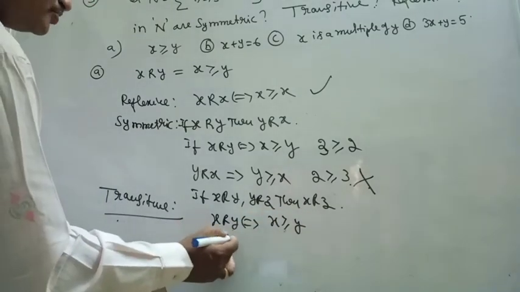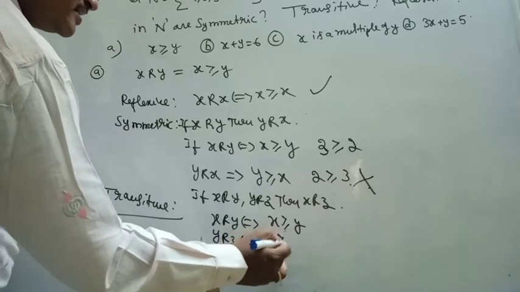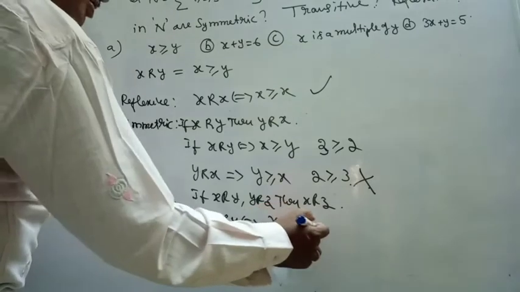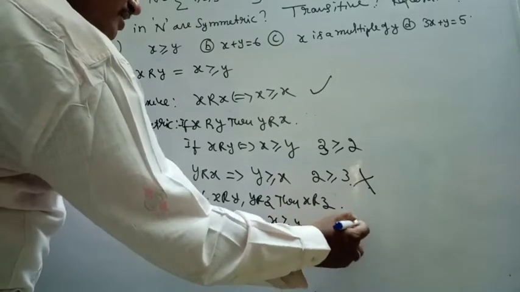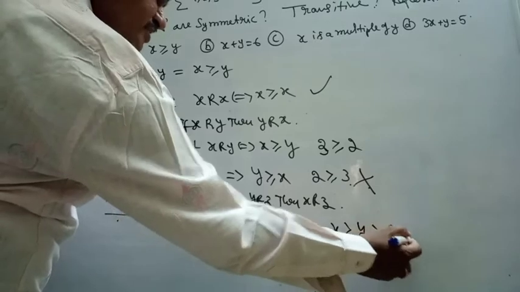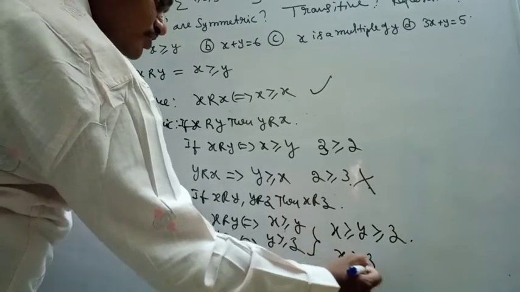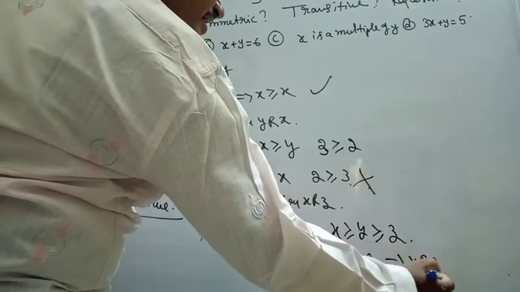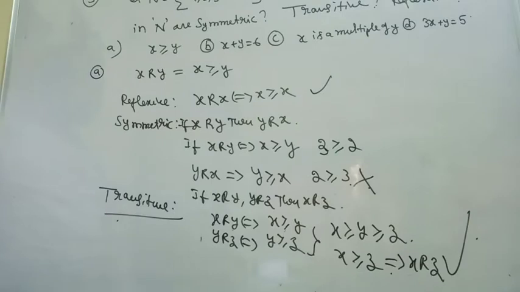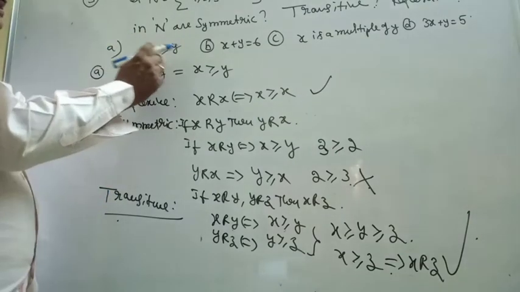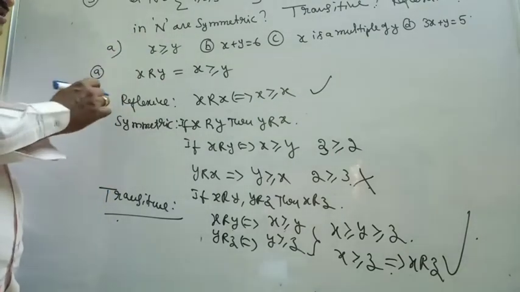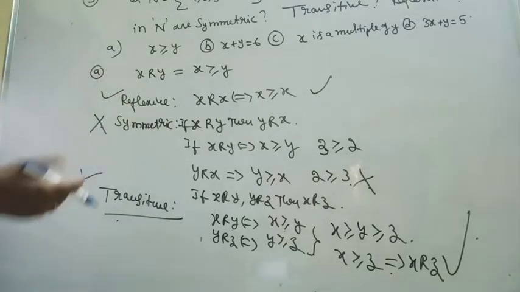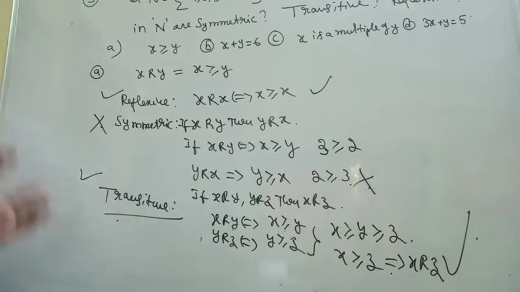And y related to z means y is greater than or equal to z, right? Now using these two, x is greater than or equal to y and y is greater than or equal to z. From this, can't you say that x is greater than or equal to z? Yes, we can say that x is related to z. That is true. Therefore, transitive is satisfied. Therefore, my dear students, x greater than or equal to y satisfies reflexive and transitive, but does not satisfy symmetric. This beautiful problem can be understood like this.